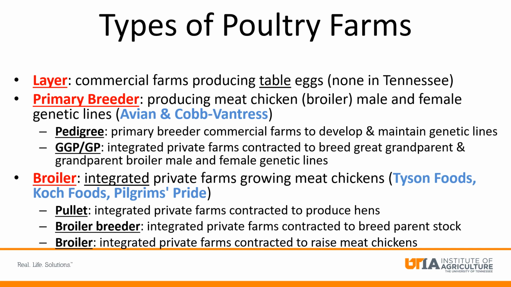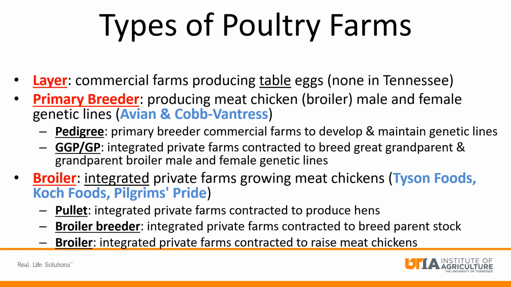And there are three different types of farms devoted to producing broilers. There are the pullet farms. These are farms that are raising birds that are bought from the primary breeders to produce hens.